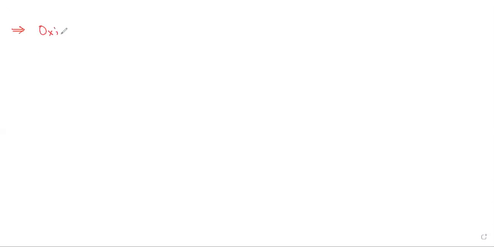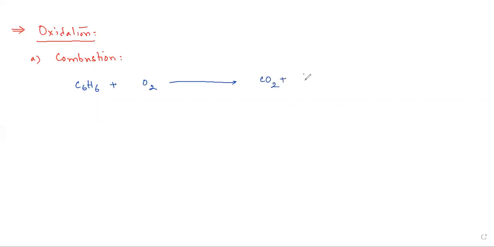Now it's oxidation. See, within oxidation, let us consider complete oxidation, nothing but combustion. So this is benzene. Combustion is burning completely in oxygen, during which we get carbon dioxide and water vapor. Of course, a large amount of heat is also released.